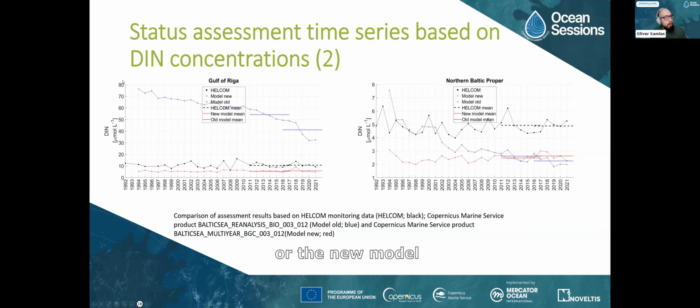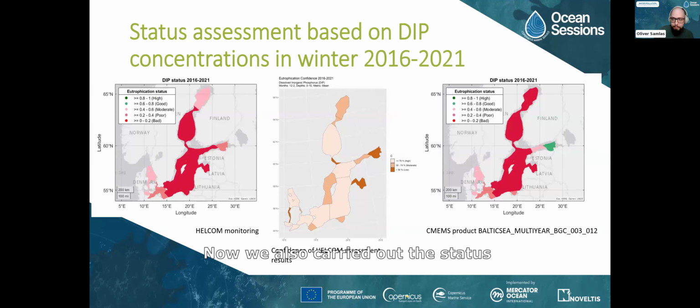So as you can see, the red model, or the new model, actually got closer, but if you look at the scale, the old model was so off that even though the new one got closer, there's still like 3, 4, 5 units difference. Now, we also carried out the status assessment based on the DIP concentrations in winter.